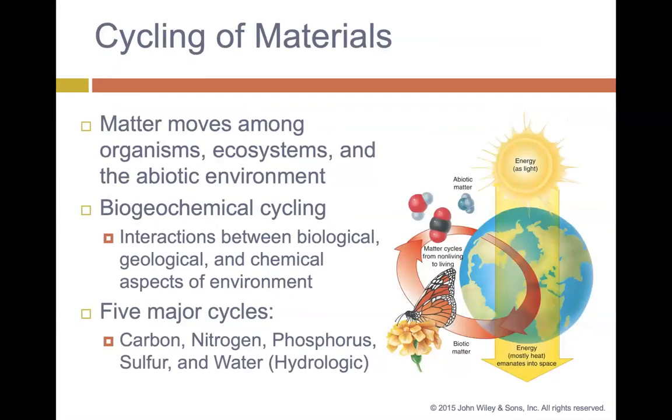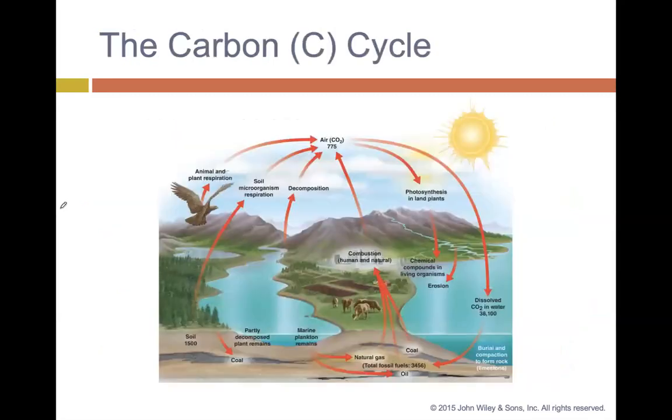Let's talk about how materials then cycle through these ecosystems. Matter always moves among organisms, ecosystems, and the abiotic environment. This is the non-living environment. And biogeochemical cycling describes these interactions between biological, geological, and chemical aspects of the environment. We have 5 major cycles that we'll talk about: the carbon, nitrogen, phosphorus, sulfur, and water or hydrologic cycle.